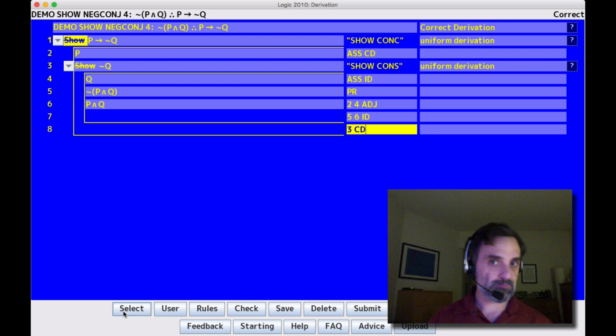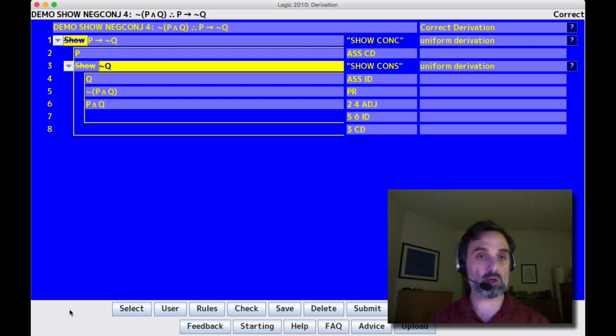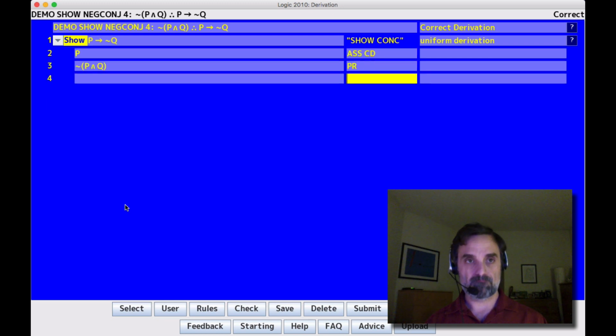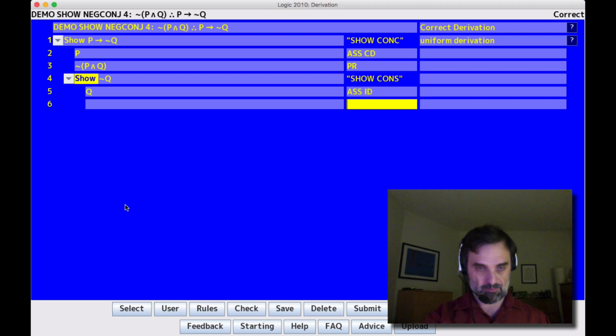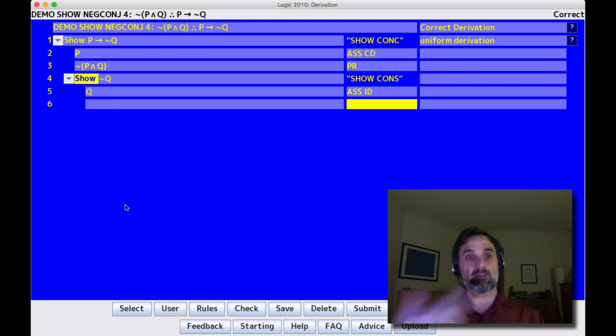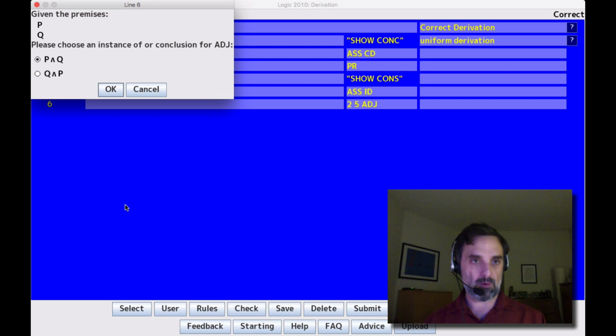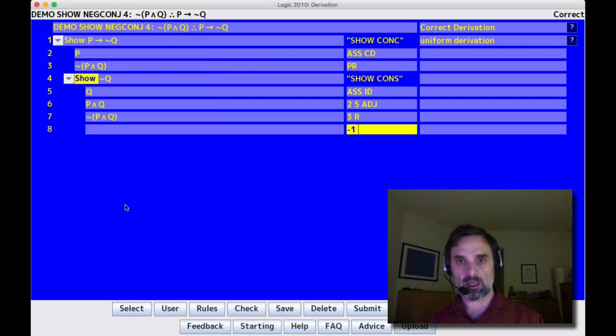Now, in this case, this subderivation, show cons, was necessary. Without it, what do we have? We have P, and we have negation P and Q. And those by themselves, we're not getting anywhere with. We can't do anything with those by themselves to get to not Q. We can't extract a contradiction out of them. So in this case, we have to do this subderivation because when we do it, we then get Q as the assumption, which lets us form P and Q, which lets us get a contradiction.